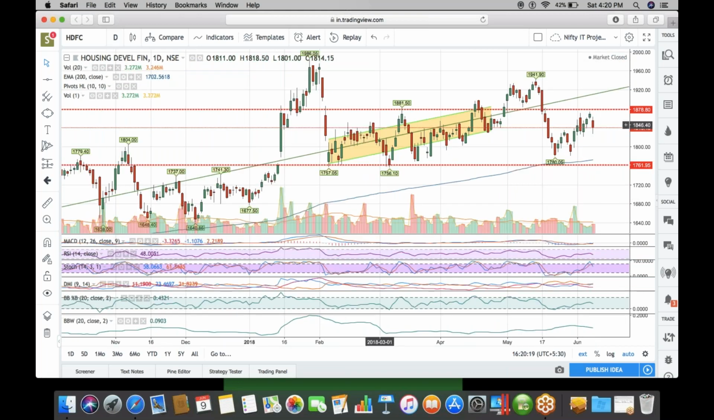Right? Look at this. This is a sideways moving chart, and there are support and resistance levels at the top and bottom. This is the 1880 level resistance on the upside. This is a support at the 1750 level.